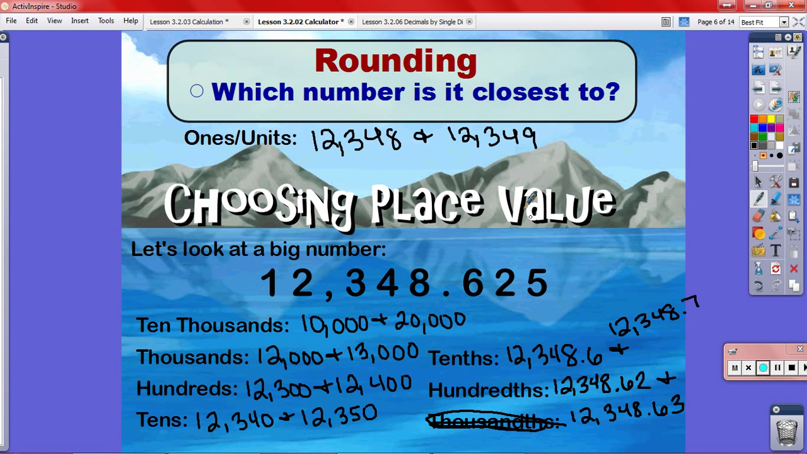So rounding is all about knowing what two numbers this is between and which one it is closer to. So you pick a place value to round to. This is a really big number. I would probably round to maybe the thousands place, because when you're dealing with numbers this big, the rest of it doesn't really matter that much. Like if I buy a car, I'm going to say, well, it's about $12,000 to buy this car. Because once you're paying $12,000, an extra $348 isn't really that big of a deal.